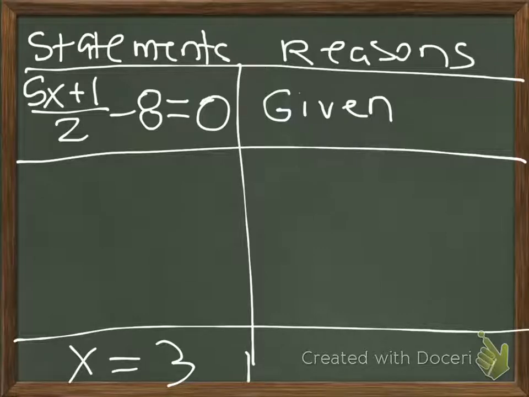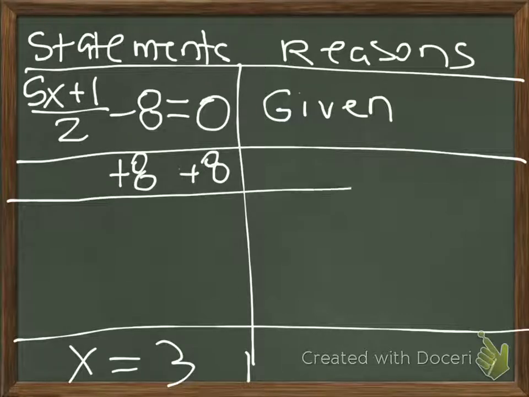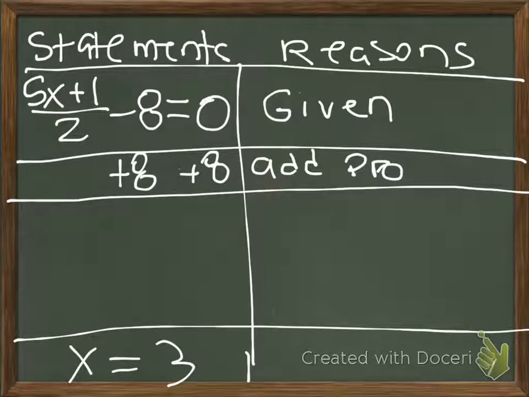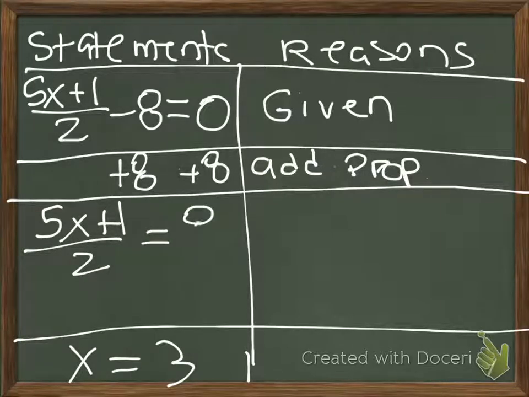So our first step would be to add the 8, because our goal is to get the variable by itself. We're going to add the 8 to both sides. That's the addition property of equality. And then we get 5x plus 1 over 2 equals 8.